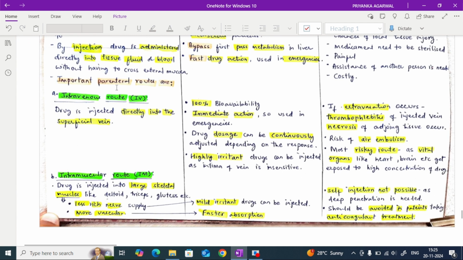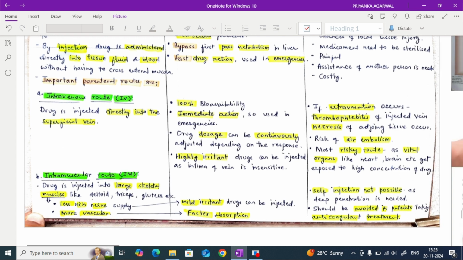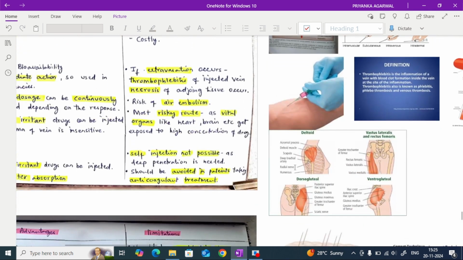So this is about the intravenous route. Now we are coming to the intramuscular route. Here the drug is injected into large skeletal muscles like deltoid, triceps and gluteus. Deltoid and triceps are muscles of the arm. Gluteus is the muscle of the gluteal region.